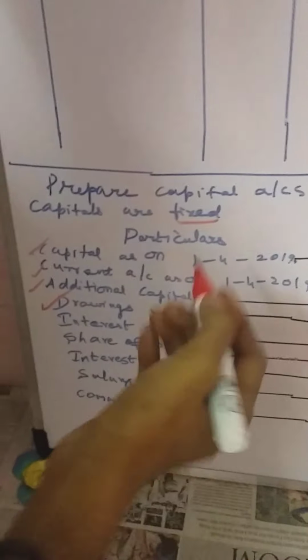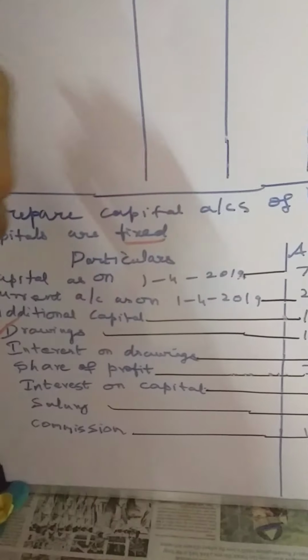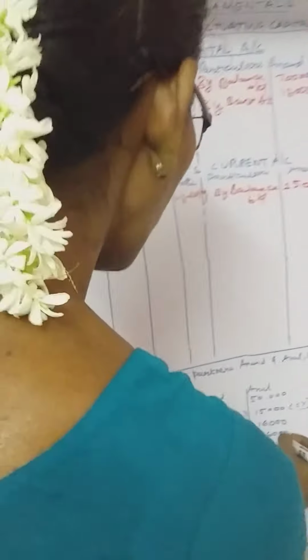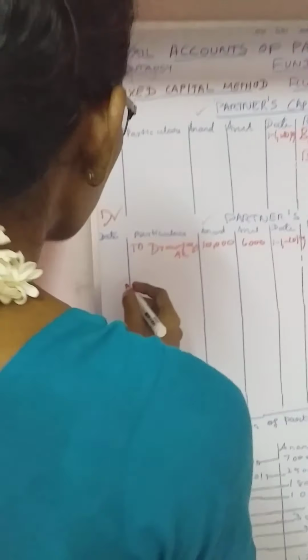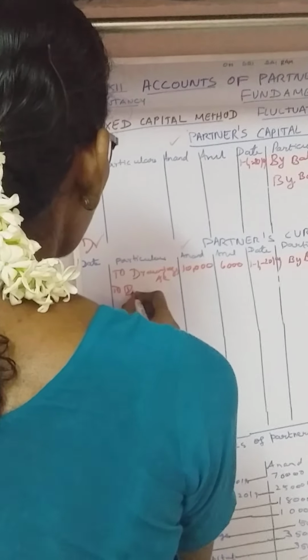Then, the next is drawings. Drawings in the sense, Anand has withdrawn the amount for his personal use. We say it as drawings. To drawings account, what's the amount for Anand? 10,000. What's the amount for Arul? 6,000.